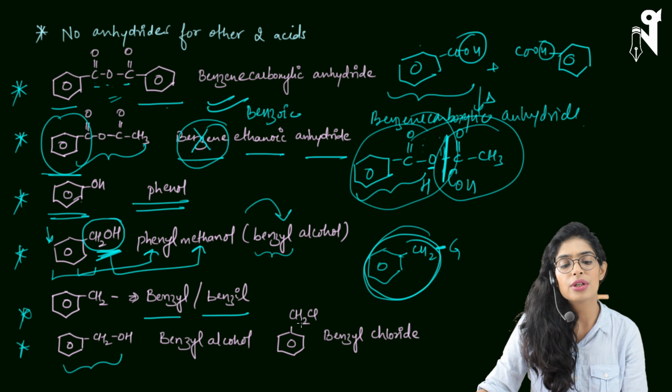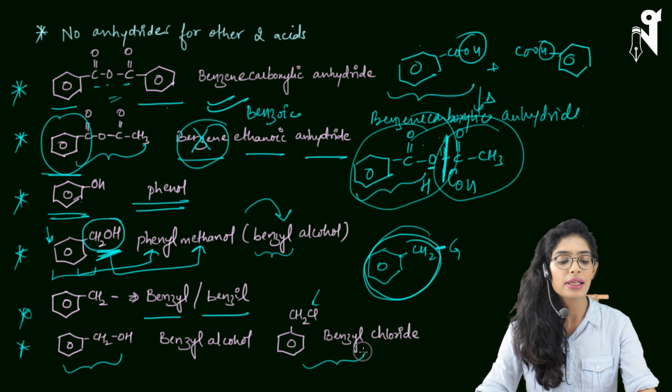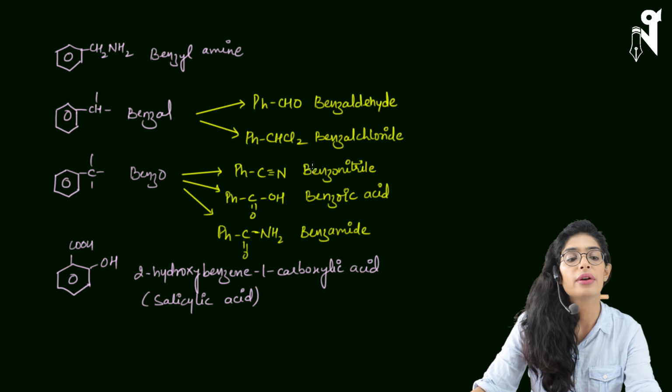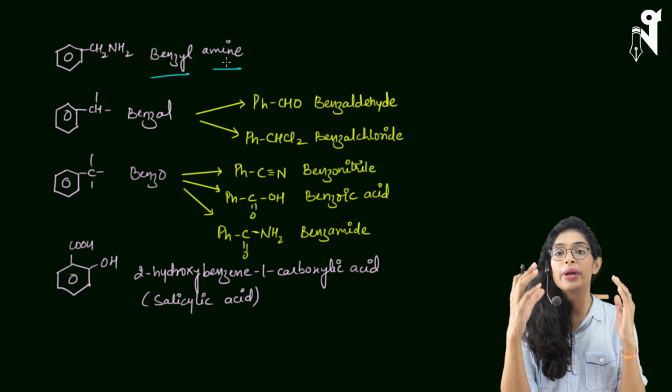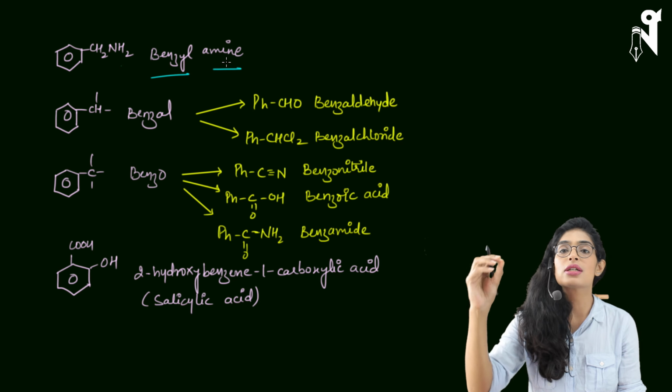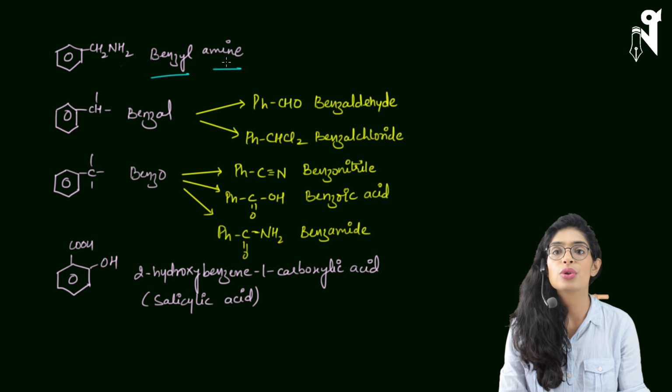You have Cl over here, so it will be benzyl chloride. And let's see a few more compounds. So here you have benzene CH2NH2, so this will be called benzyl amine. So benzyl is nothing else but the representation of benzene with CH2, and CH2 will be attached to certain functional groups. So you need to remember this.